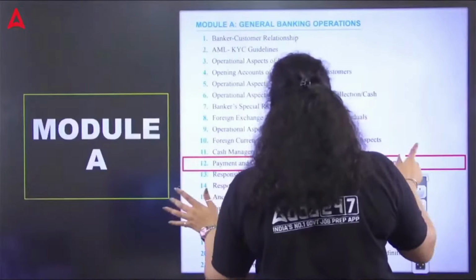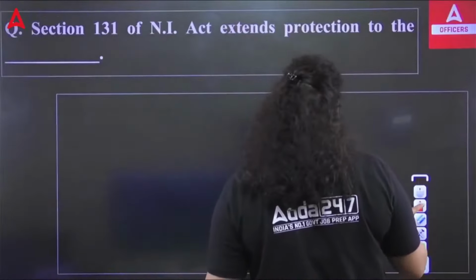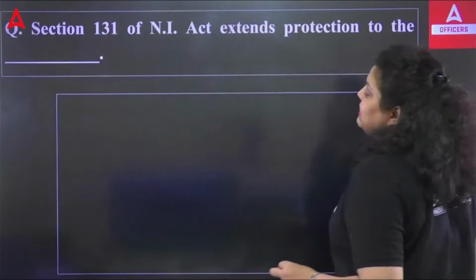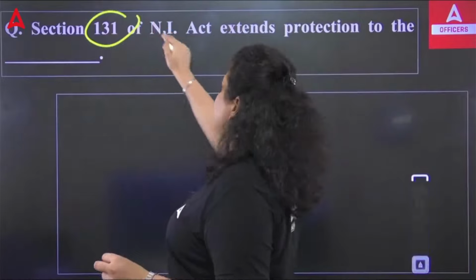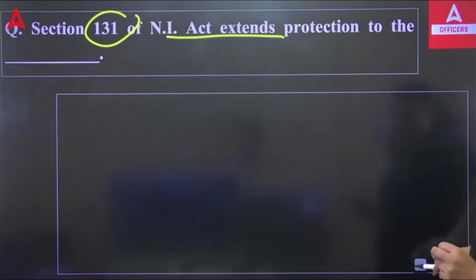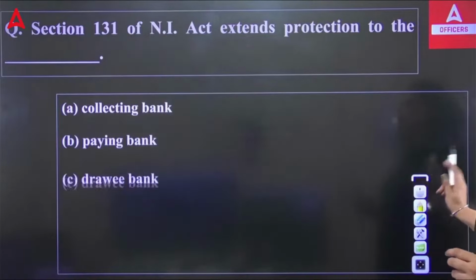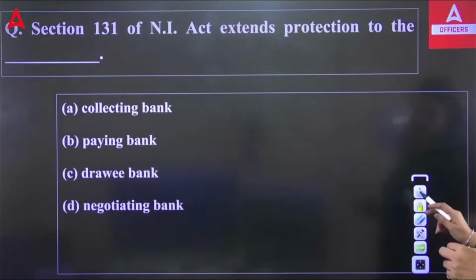So let's just start with the first question, from the discussion we have done about the topic. The first question is: Section 131 of the Negotiable Instrument Act extends the protection to the dash. So it extends the protection to whom? To the collecting bank, paying bank, drawing bank, or a negotiating bank?